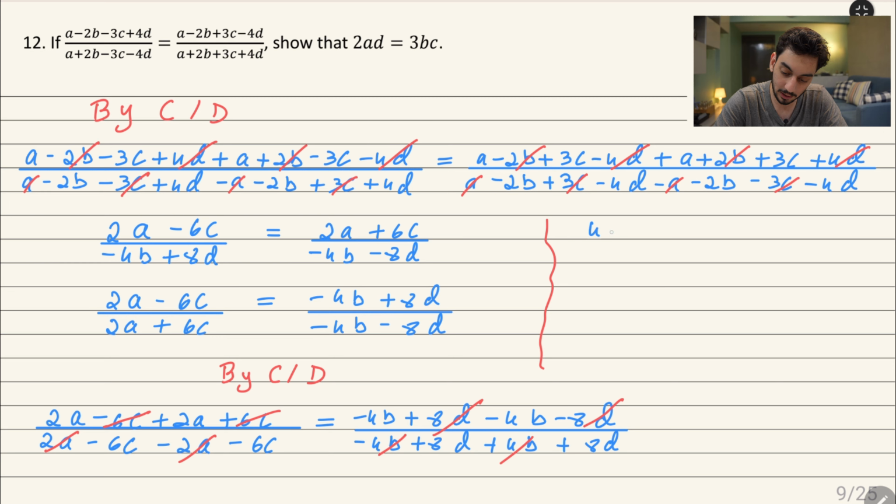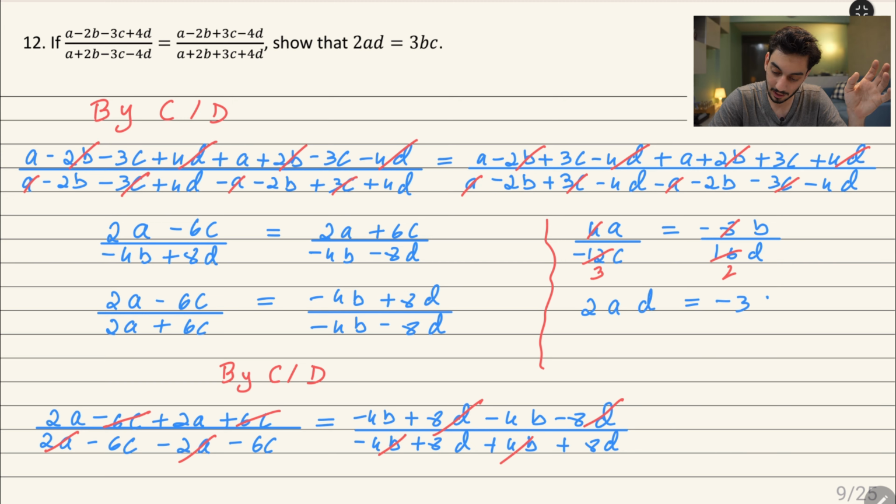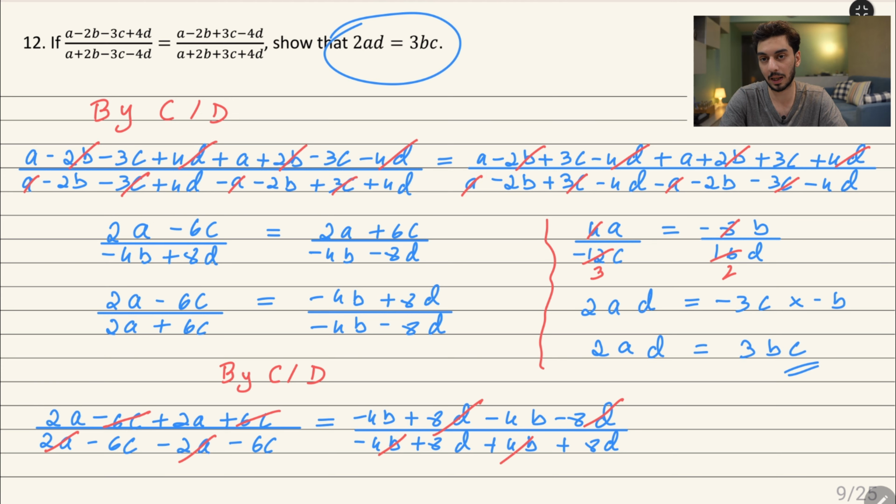So 2a plus 2a is just a 4a. In the denominator, I have negative 6c, and negative 6c is negative 12c is equal to, right hand side it becomes negative 8b, and upon the denominator is 16d. Okay, let us try to simplify all of this. So 4 times 1 and 4 times 3 and 8 times 1 and 8 times 2. So the 2d can go to the other side, so it becomes 2ad is equal to, this 3c can go to the other side and it becomes negative, it is actually a negative 3c times negative b. So 2ad is equal to 3bc, and that is exactly what is required in the question.